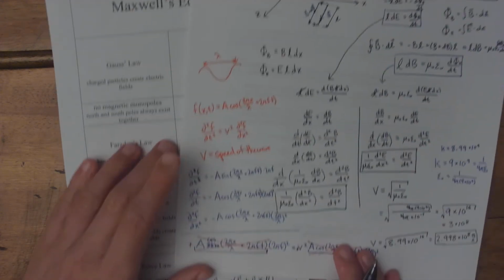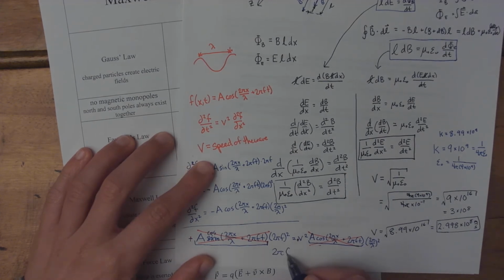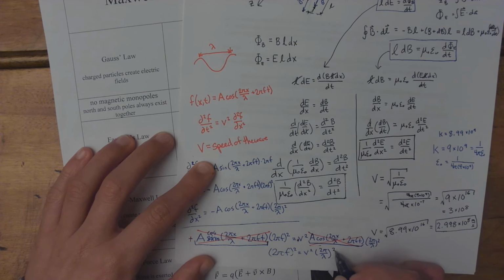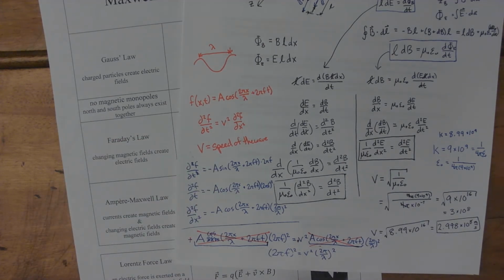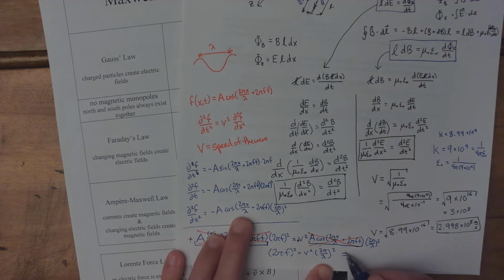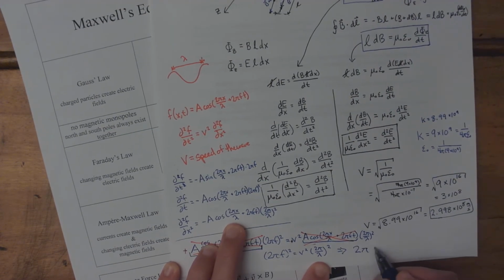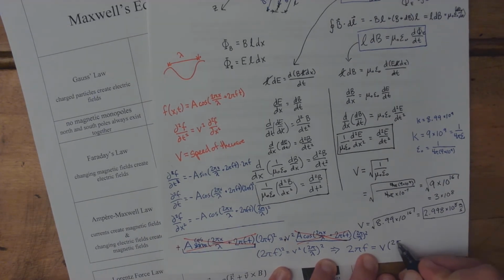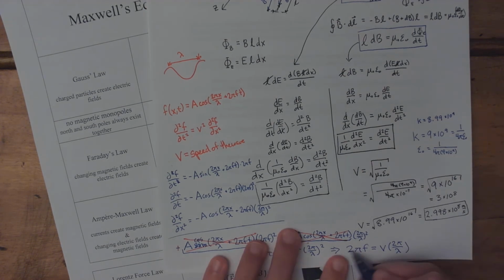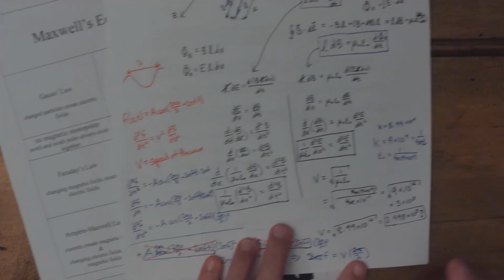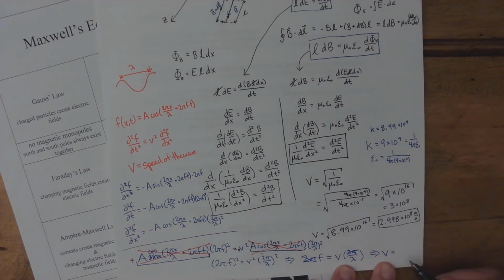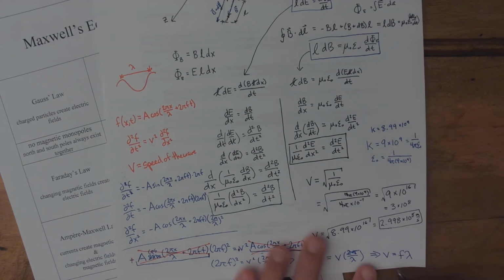And then I have 2 pi f squared is equal to v squared times 2 pi over lambda squared. And then let me take the square root of everything. So I get 2 pi f is equal to v times 2 pi over lambda. The 2 pi's cancel out, and I can say the velocity, or the speed of the wave, is equal to the frequency times the wavelength.